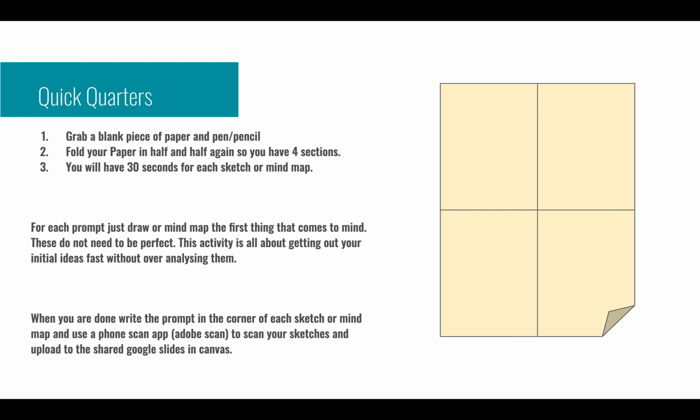For each prompt, I just want you to draw a sketch or a mind map of the first thing that comes to mind. And you can combine sketches and words however you want to do this. They do not need to be perfect, and this activity is all about getting out your initial ideas without overanalyzing them. So when you're done, go ahead and write the prompts in the corner of each sketch or mind map, and you'll use a phone scanner app similar to Adobe Scan. There are other free versions available as well to scan your sketches, and you'll upload them to our shared Google Slides in Canvas.